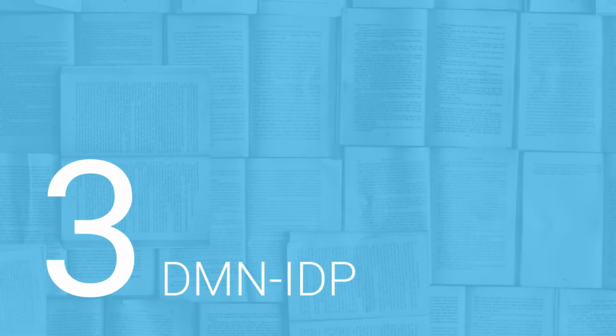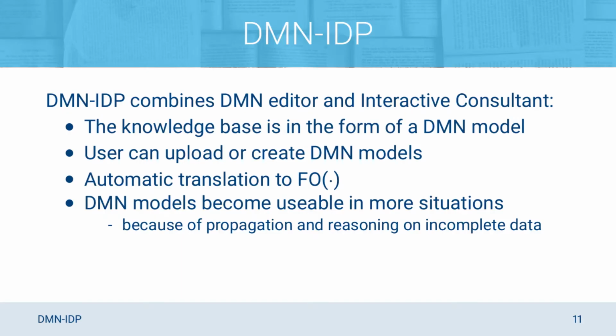Having talked about the basics, we can now go on to talk about the actual DMN IDP tool. DMN IDP combines the readability of the decision model annotation standard with the power of the IDP system through the interactive consultant interface. In the tool, we are able to create our knowledge bases in the form of a DMN model. In this way, the modeling step becomes more user-friendly. Users can create or upload their own DMN models, after which these are automatically translated into FO dot and given to the interactive consultant interface.